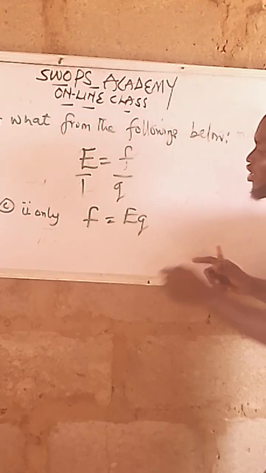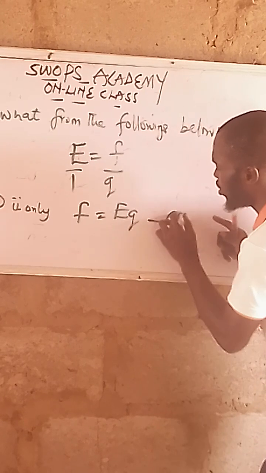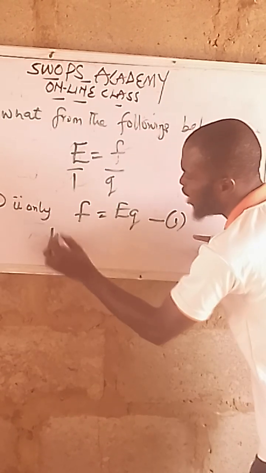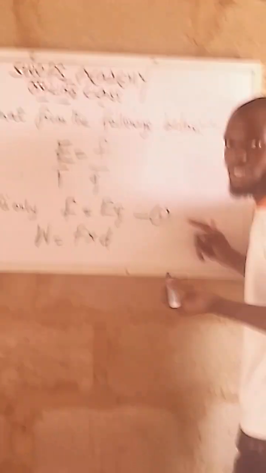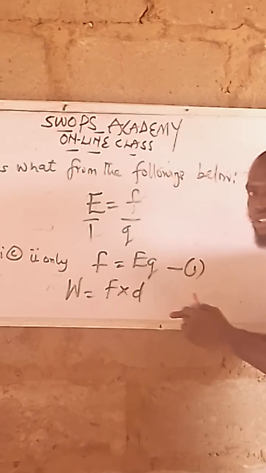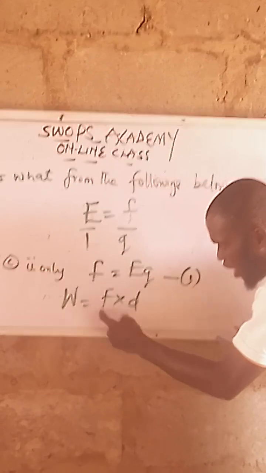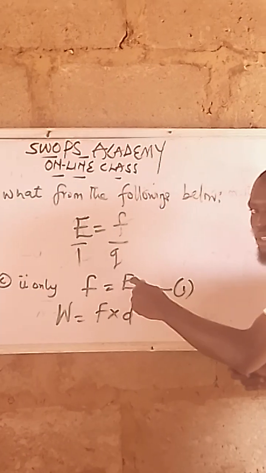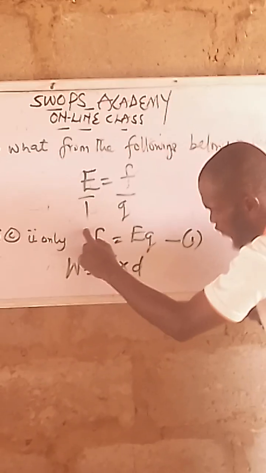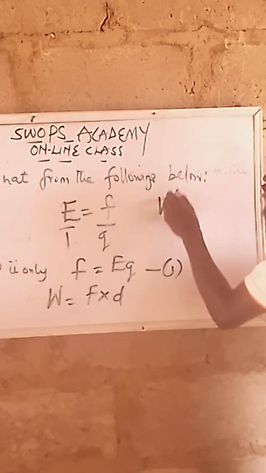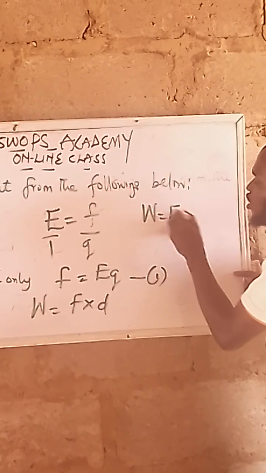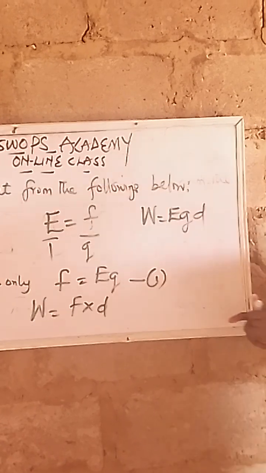Note that we have what we know as work done, which is force times distance. Wherever I'm seeing F, I will be putting in EQ, because F is EQ. That means we have W equal to EQ times D. Are we together?